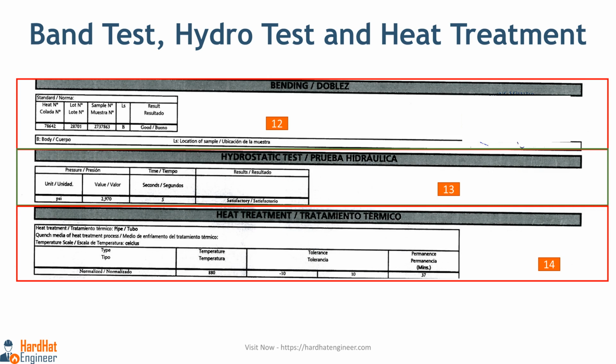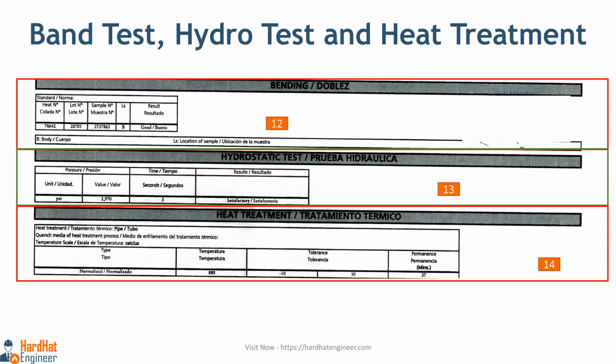Step 13 is to confirm the hydro test result. The unit of pressure testing is PSI, pounds per square inch, and the test pressure is 2970 PSI. The holding time is only 5 seconds and the result is acceptable. The pressure requirements are calculated based on the pipe's thickness, and the holding time value is specified in the applicable pipe standards. Step 14 shows the heat treatment details of the pipe.